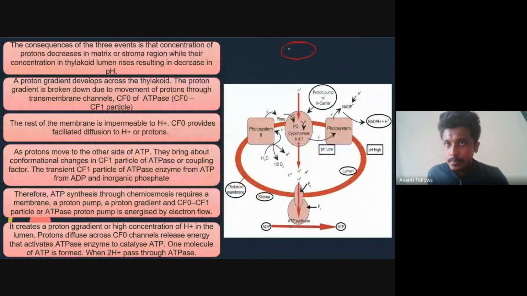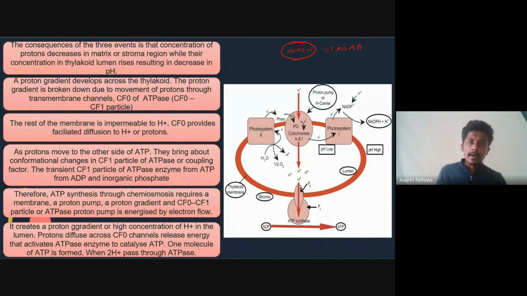It has a membrane, and within the thylakoid, we have the lumen of the thylakoid. This is the lumen of the thylakoid. This is the membrane of the thylakoid. This is the stroma. That is, the outside of the thylakoid is stroma, right?